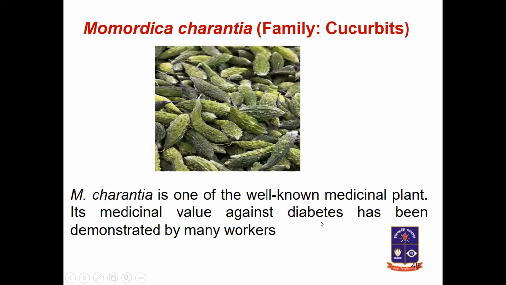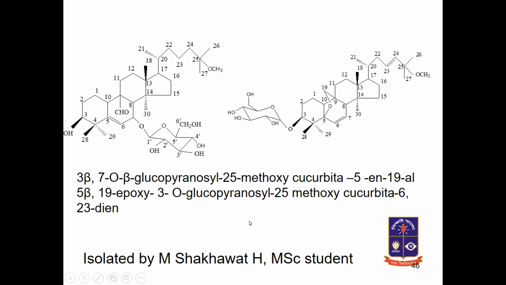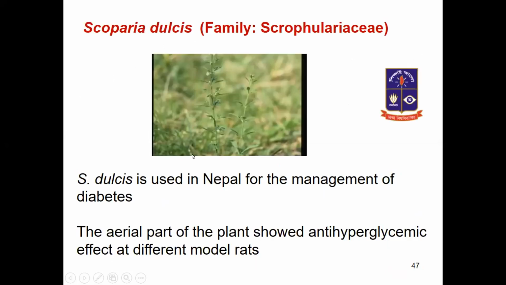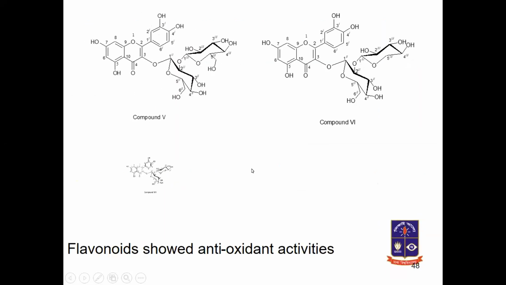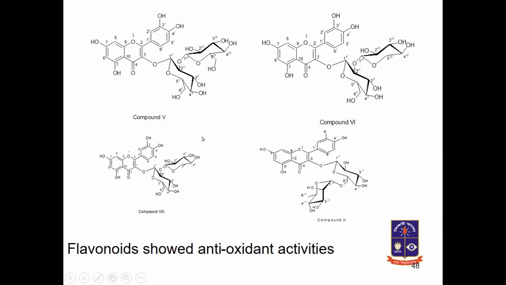Momordica charantia is a well-known medicinal plant, and we worked tremendously on this plant and its fruit. And actually, this is very active against diabetes, but we were not able to isolate many compounds. Only two steroid glycosides were isolated from these plants. Scoparia dulcis, this plant is used for the management of diabetes in Nepal, and the aerial part of the plant showed anti-hyperglycemic effect in different model rats. We isolated several new flavonoids from this plant, and some of these flavonoids showed very significant activity as antioxidants.